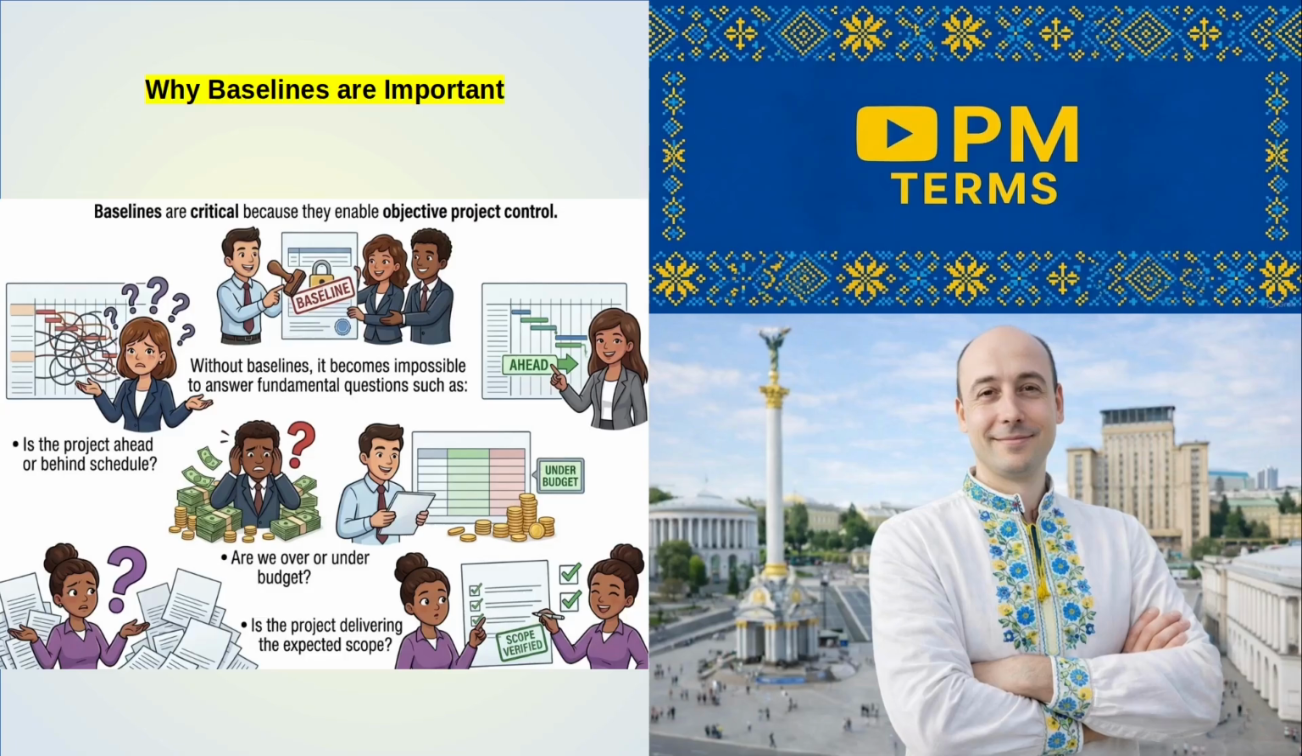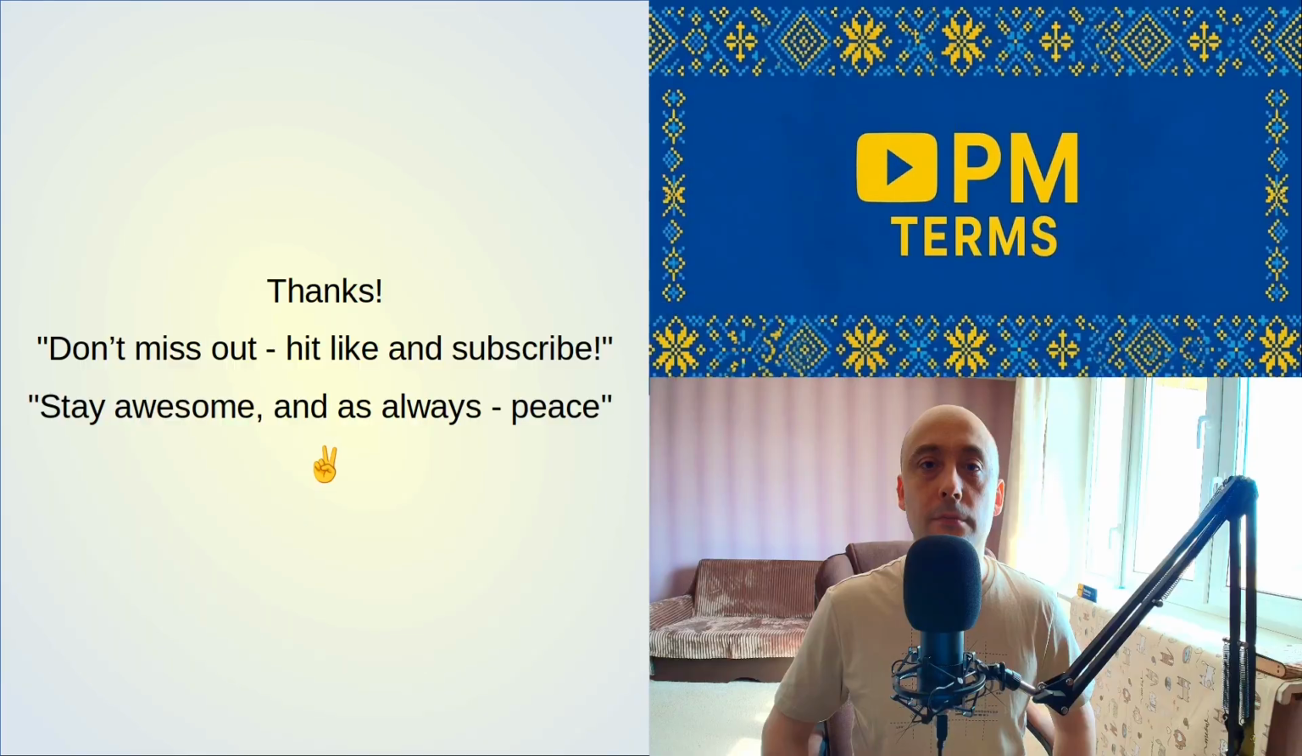Baselines allow project managers to calculate performance variances and identify risks early. They also provide transparency for stakeholders and sponsors. For this reason, baselines are normally approved during the planning phase and then protected through formal change control processes.